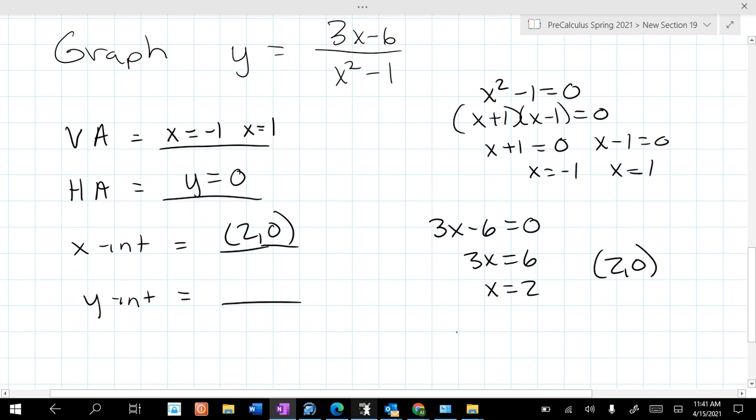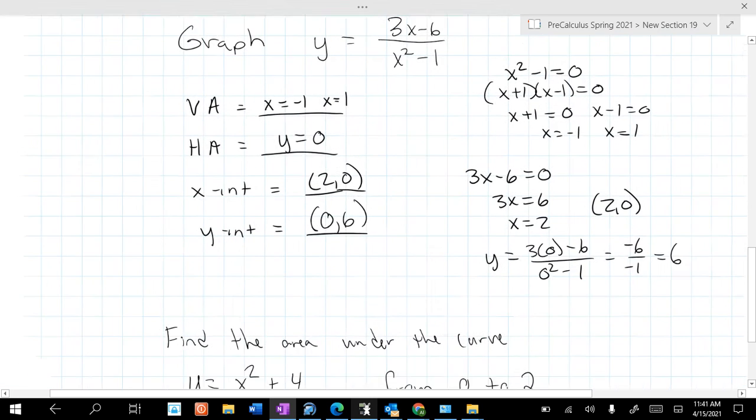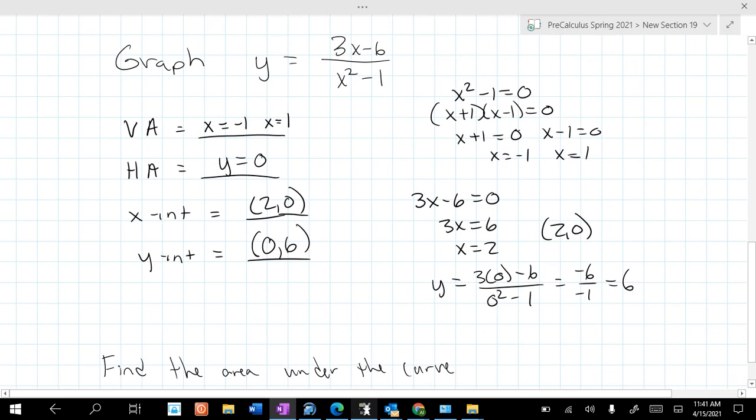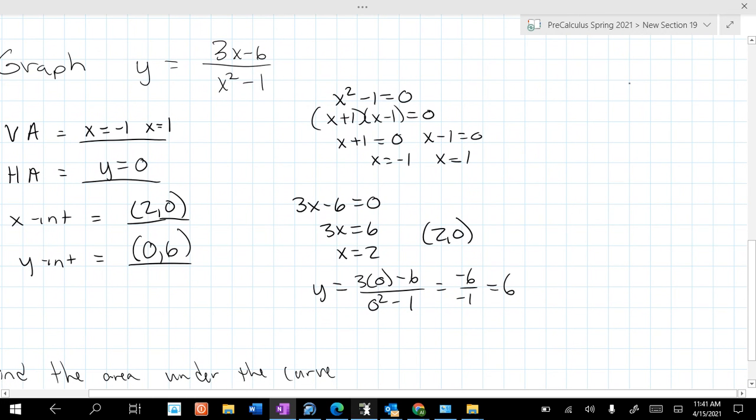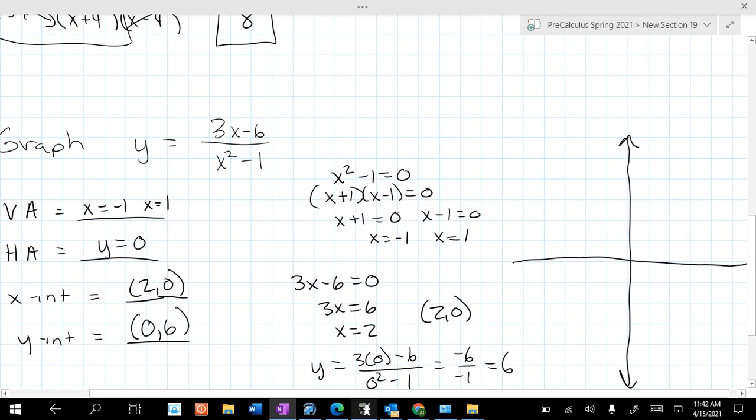Then find the y-intercept, put 0 in for x. So it's (0, 6). So if we were graphing it, which you need to, a sketch of the graph, I expect your intercepts to be correct. So I expect (2, 0) and (0, 6) to be correctly graphed.